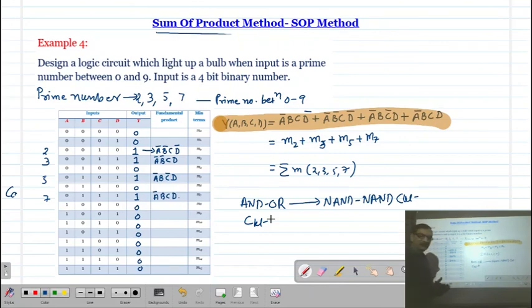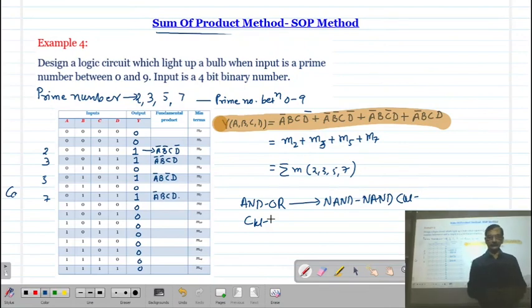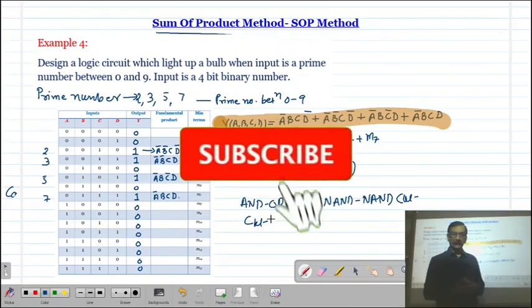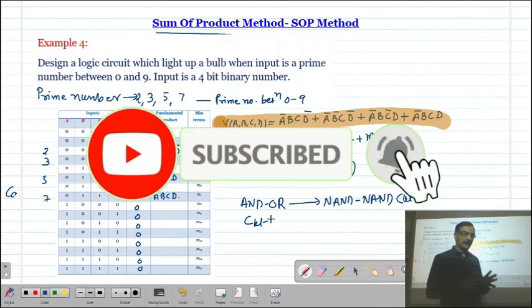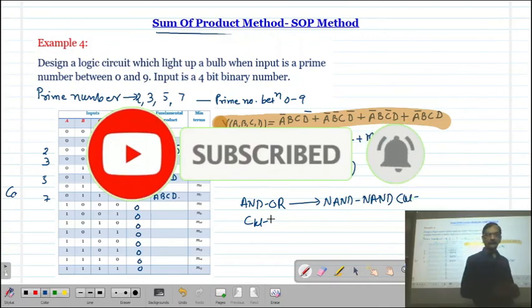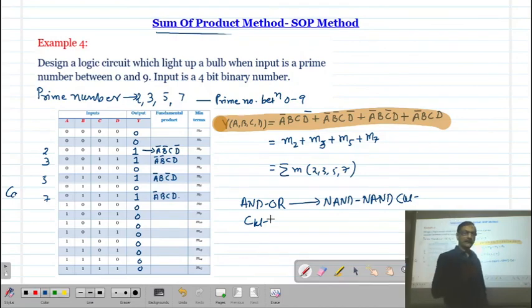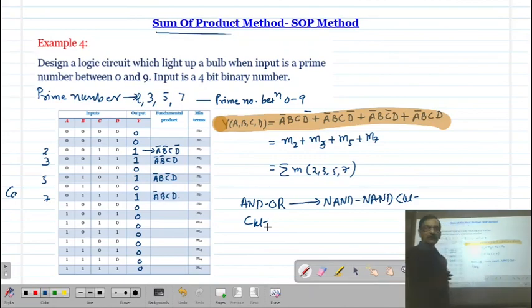So, in this lecture, we have discussed the SOP expression. In the SOP expression, we have not minimized the expression. Now, in the next lecture, we will see how we can minimize the SOP expression using a Karnaugh map. Karnaugh map is a very easy method through which you can minimize the logic expression.